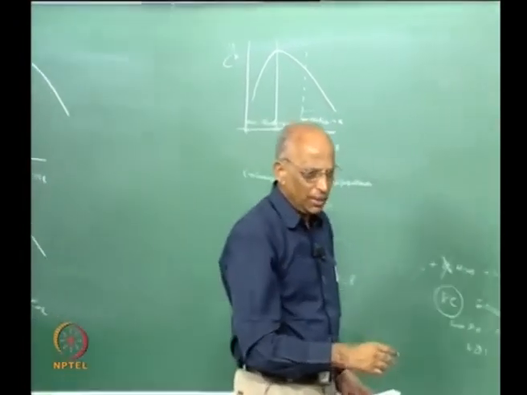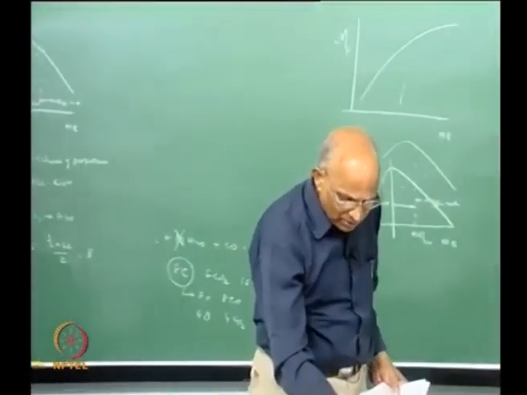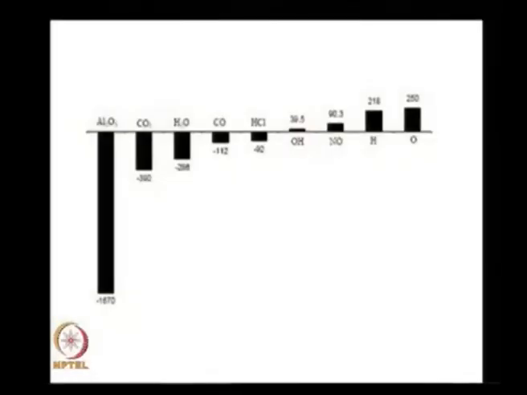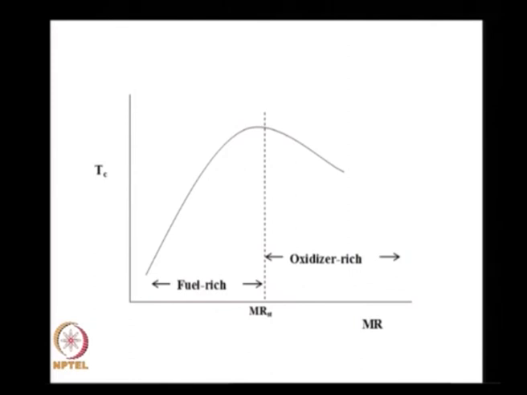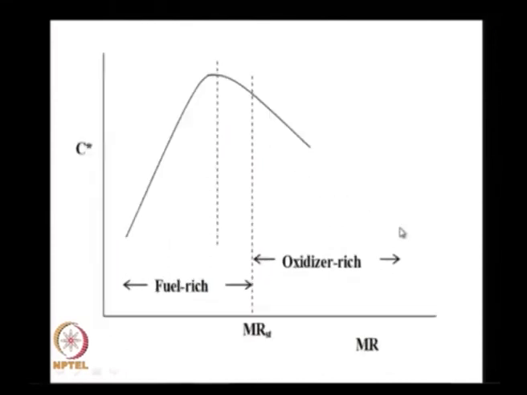I will just go through the slides on this before I stop this class. Maybe in the next class we will take a look. As you see, the temperature is slightly more on the fuel rich side than on the oxidizer rich side, and you also see therefore C star is higher on the fuel rich side compared to the oxidizer rich side.